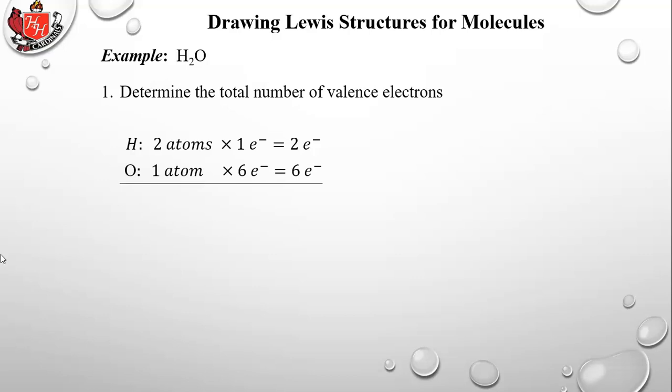So if you don't remember how to determine that, you start over on the left side of row 2 with lithium, and you count how many elements you have to count over to get to oxygen, and it's 6 elements. That means it has 6 valence electrons. So there's a total of 8 valence electrons in the water molecule. So a water molecule has a total of 8 valence electrons.